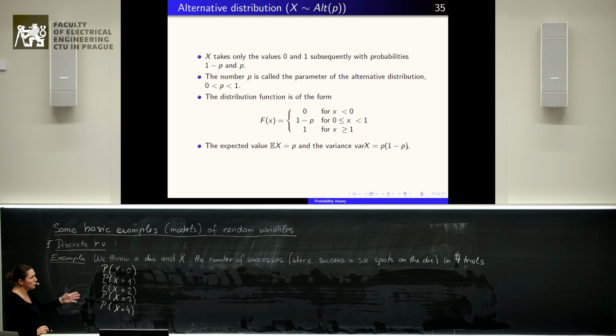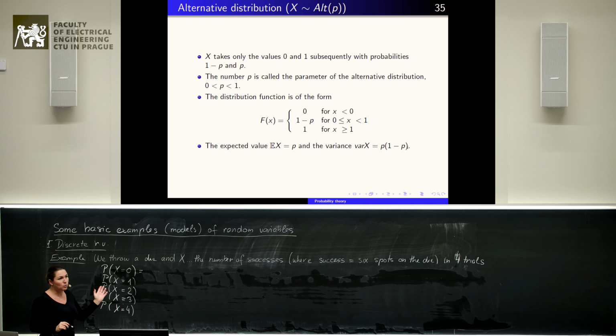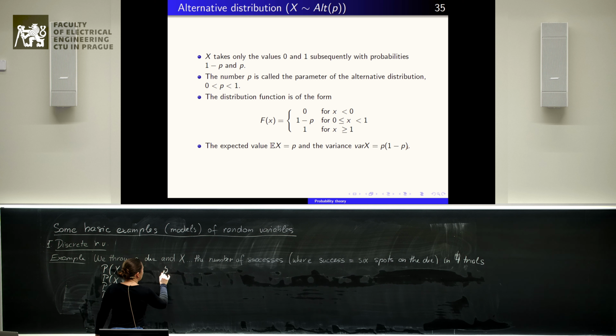What is the probability that x is equal to 0? So it means that 0 times we threw the die and there were 6 spots on the die. It means that 4 times we had less than 6 spots on the die. The probability that in one trial there are less than 6 spots on the die is 5/6. So it must happen 4 times.